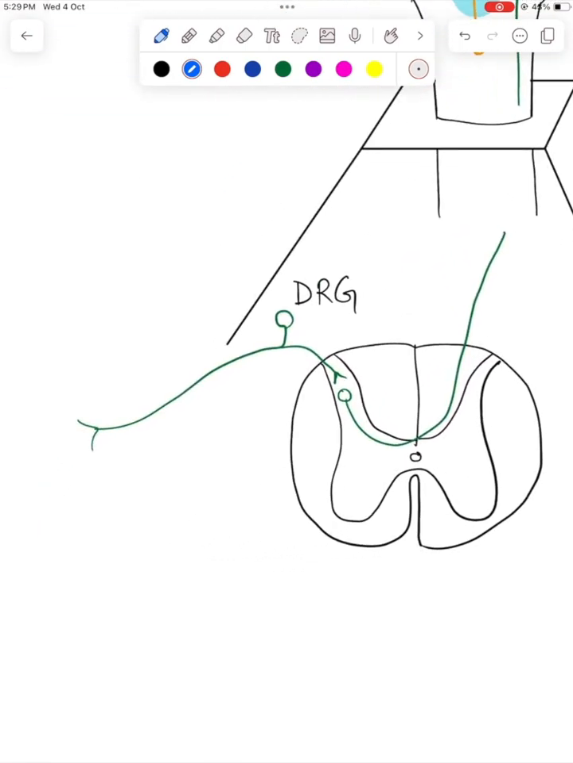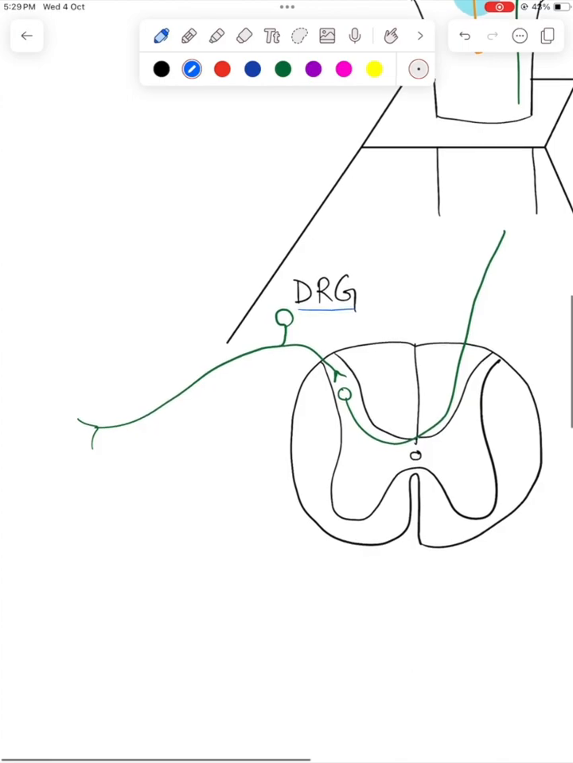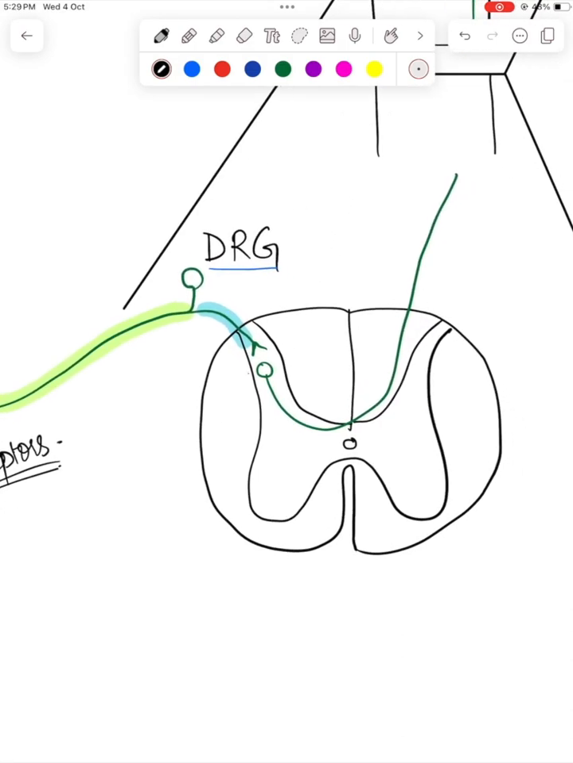The first order neurons are comprised by these neurons, which have their cell bodies in the dorsal root ganglion of the spinal nerve. They have a peripheral process, and they also have a central process. The peripheral process ends in the nociceptors. Nociceptors are specialized receptors that have the ability to sense pain. So they pick up the painful stimuli, and then those painful stimuli will be transmitted via the central process of the primary afferent neuron, which will terminate in the dorsal horn of the spinal cord.